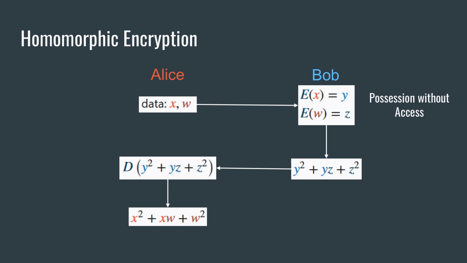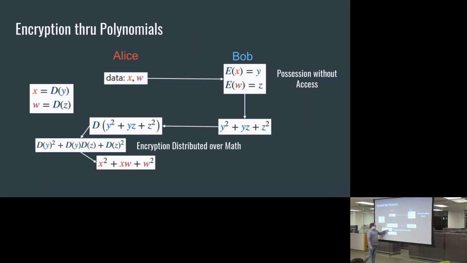This is not typical of a usual function like x squared or something like that. So this D is doing something funky. And what it's doing is this, that it's actually distributing itself over the polynomial. That the D can actually just go in over addition and multiplication and just distribute over the math, and then you get this out the other side. And D is the other side of the encryption. Encrypt it one way, decrypt it the other way.